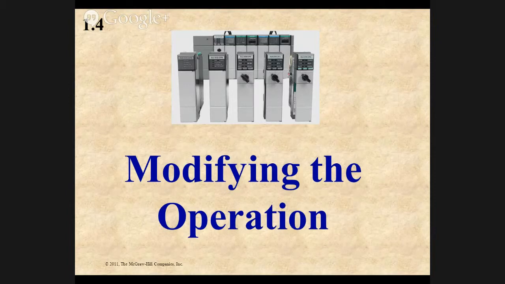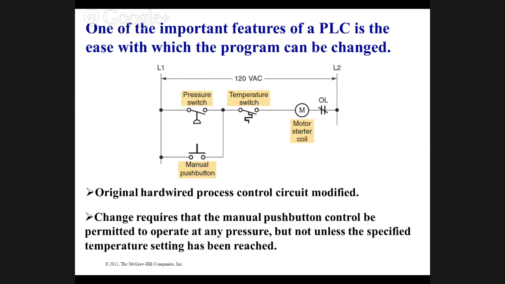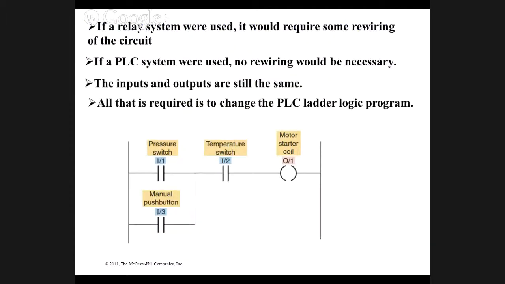Modifying the operation. Exciting stuff. One of the main things we talked about is how easy it is to change. If we had a relay system, we'd have to go out there and move wires. We'd have to shut them down. We can do this on the fly. So let's just look at this.